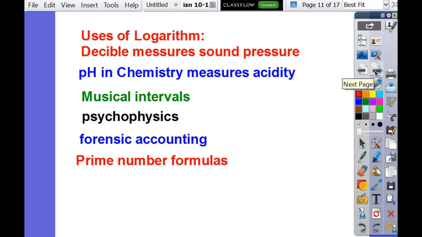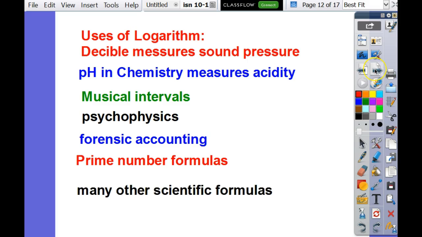We know what prime numbers are. There's a formula for finding prime numbers, and that includes a log. And many other scientific formulas. I forgot to put one of the most well-known up here. One of the most well-known formulas is the Richter scale. Do you know what a Richter scale does?